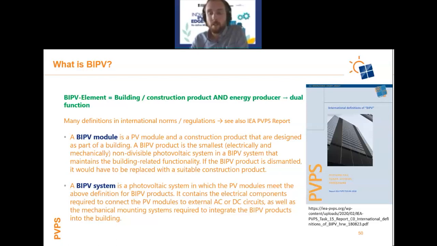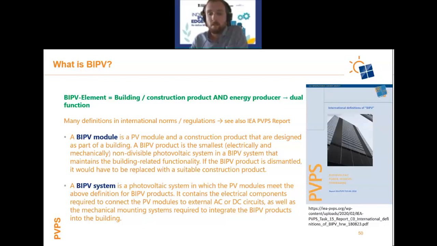So BIPV, building integrated photovoltaics, is on the one hand a building or construction product, and at the same time an energy producer. So we are dealing with a technology that at least serves as a dual functional product. When talking about BIPV modules and systems, we established certain definitions that serve as a basis for regulatory frameworks on an international level. You can see the picture of the publication from the IEA PVPS.